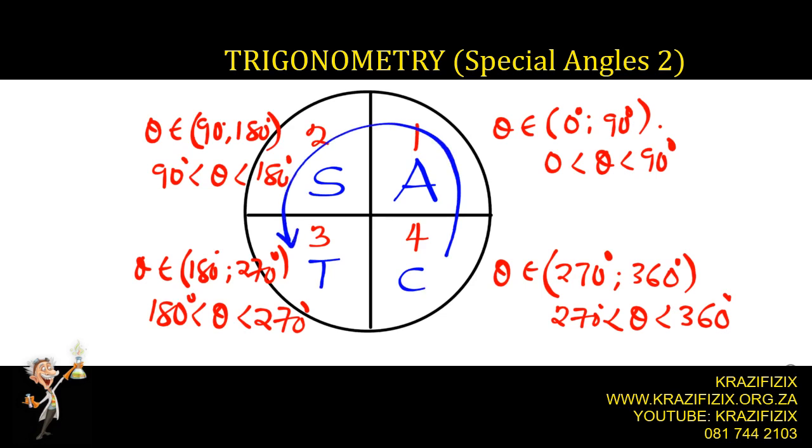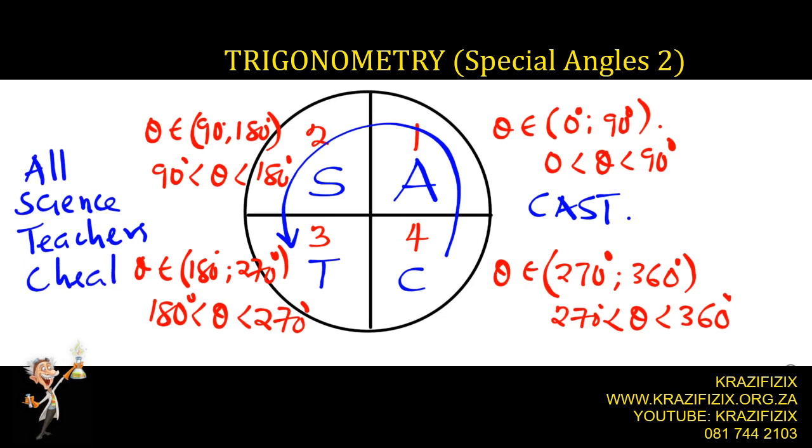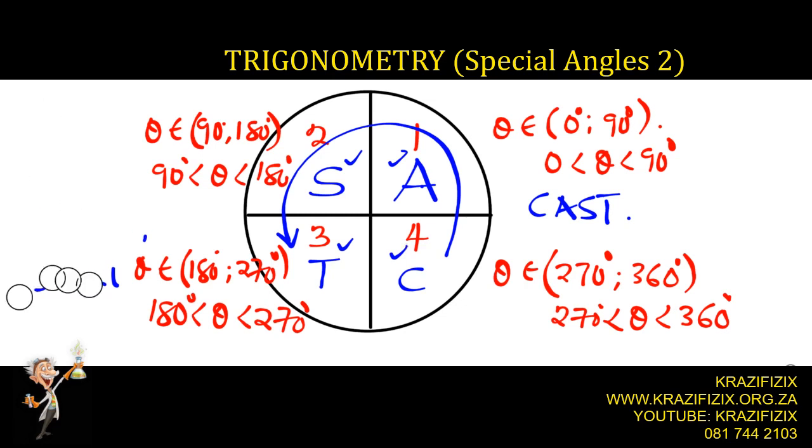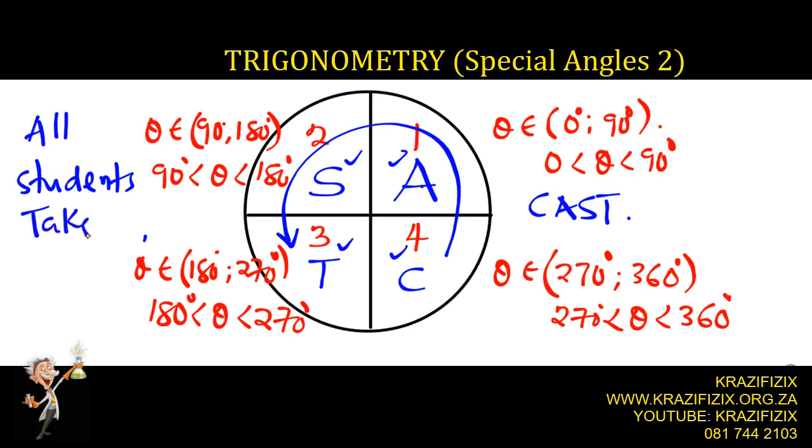Going this way, there's so many acronyms. There's CAST. Alright, but that starts from quadrant 4. CAST, C-A-S-T. Alright, it's also said that all science teachers cheat. Whatever, there's so many funny acronyms there. All science teachers cheat. Or all students, you know, all students take Coke. Alright, Coke as in Coca-Cola. Alright, that's another one. All students take cola.